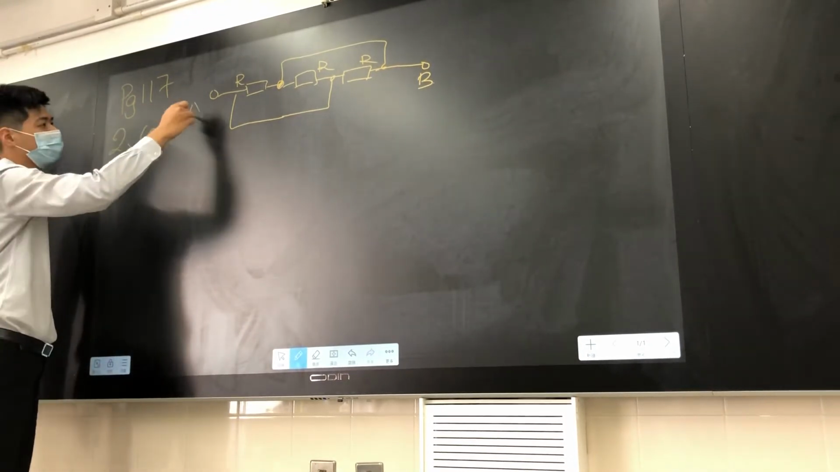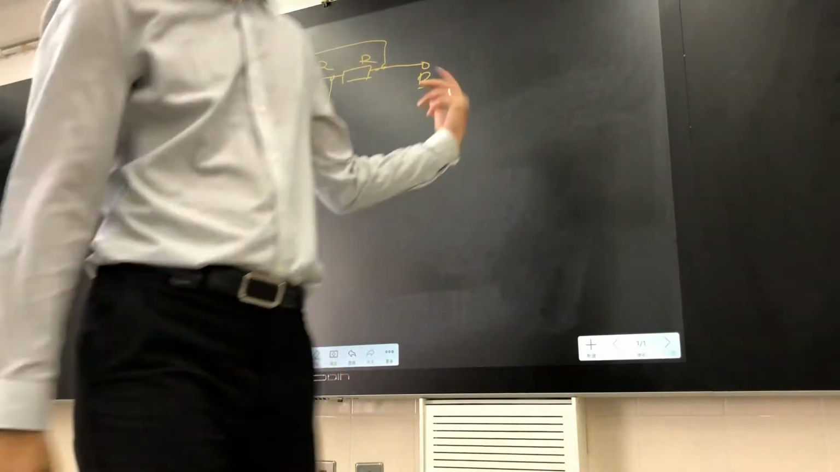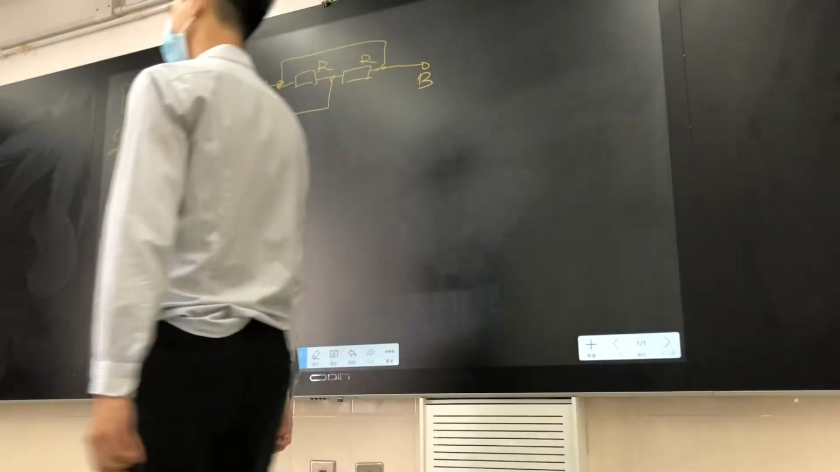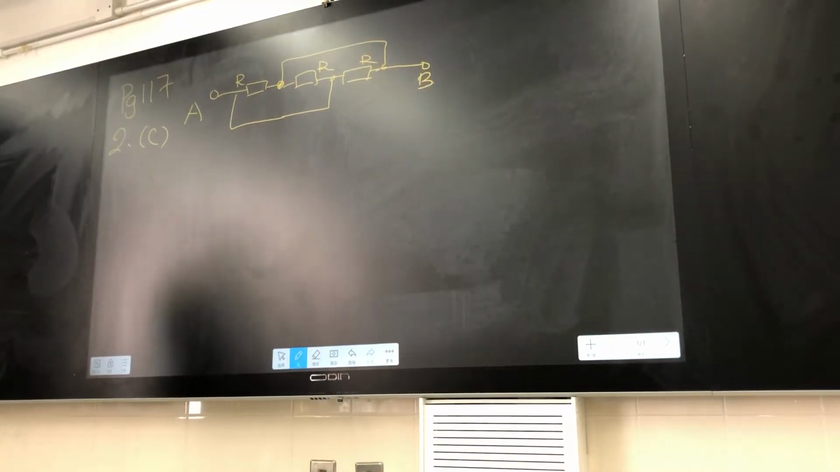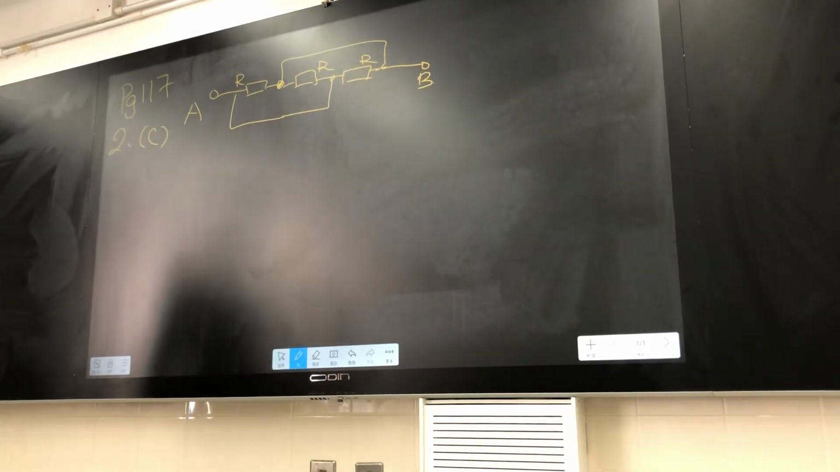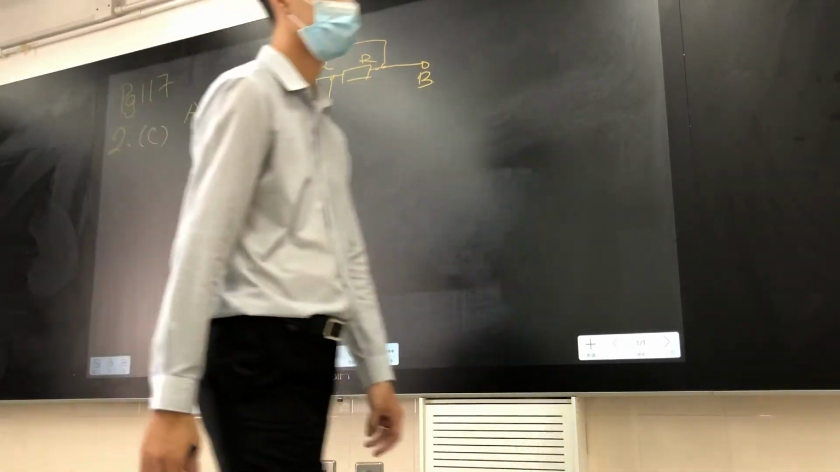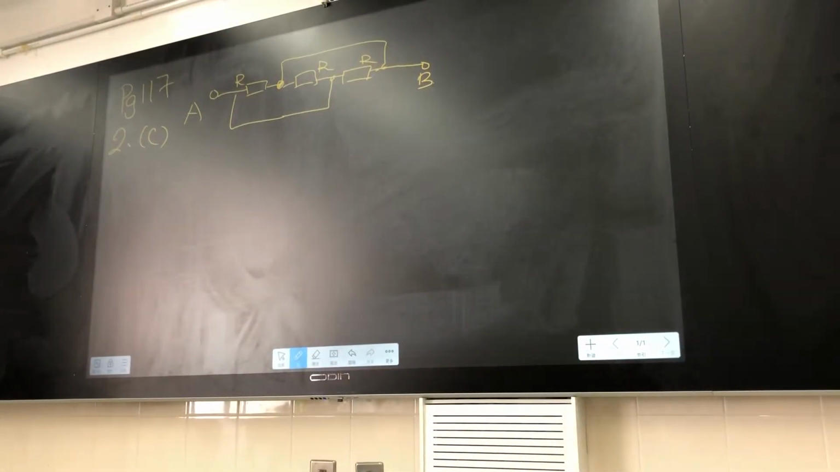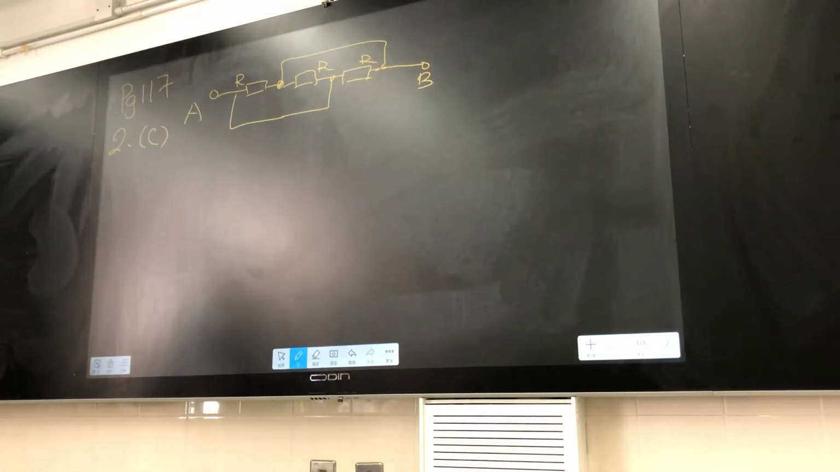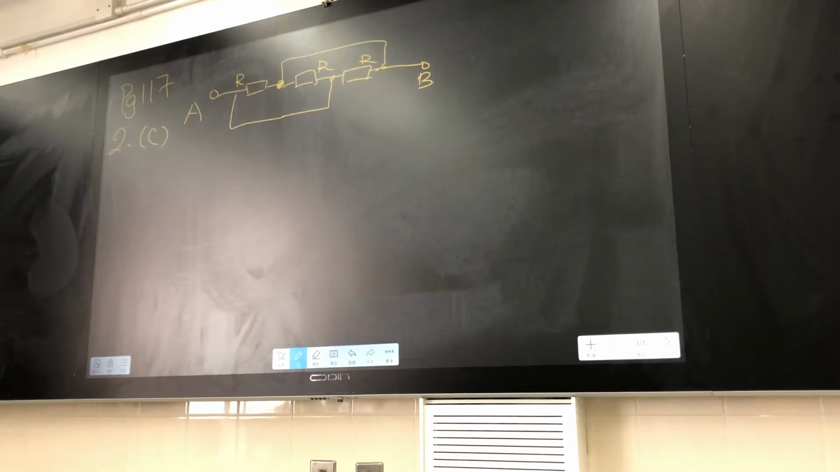Okay, so I give you 2 minutes. Okay, so you try to find the path of current. Find the equivalent resistance. So that means the resistance after you combine these three resistors.